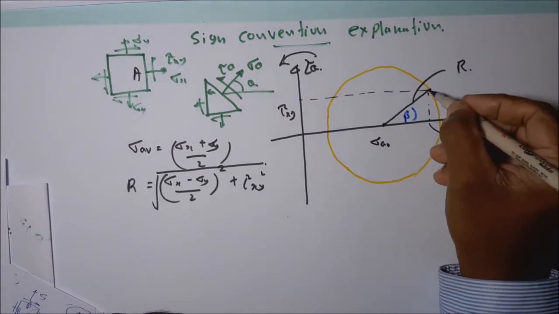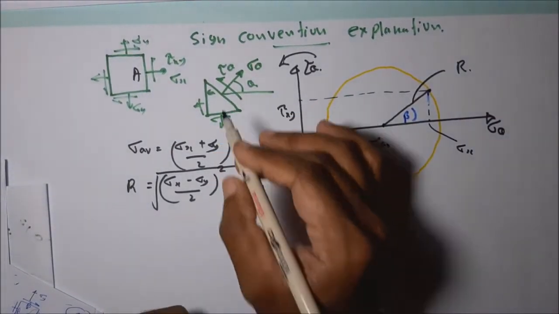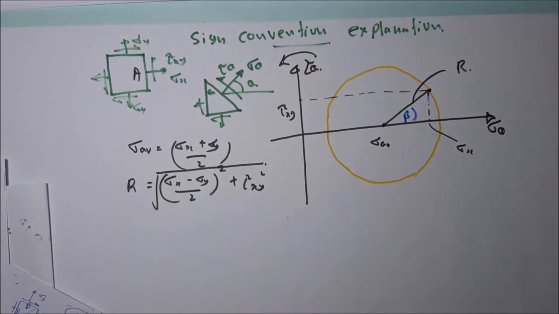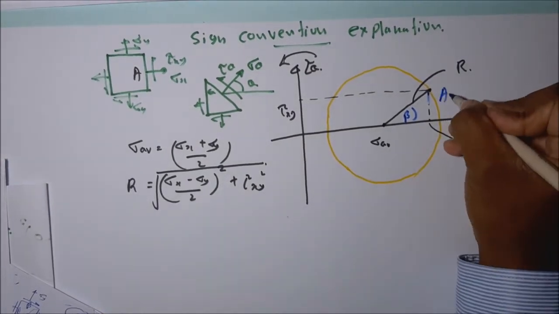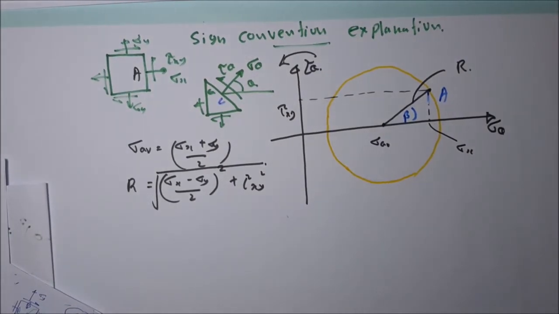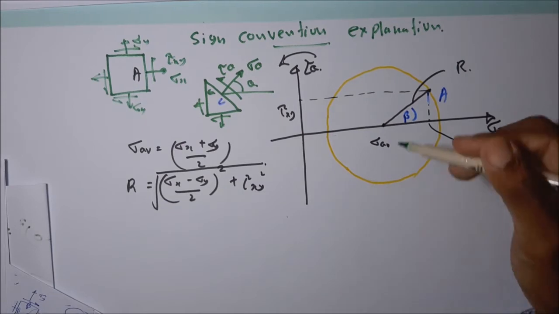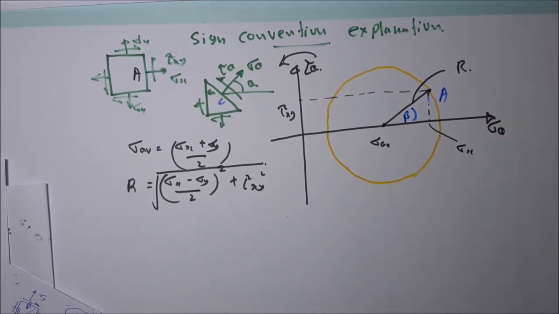Then the C point we are going to mark. Let's take this point as C. This C point we are going to mark with reference to this A point. Let's assume we don't know in which direction we have to take the angle.